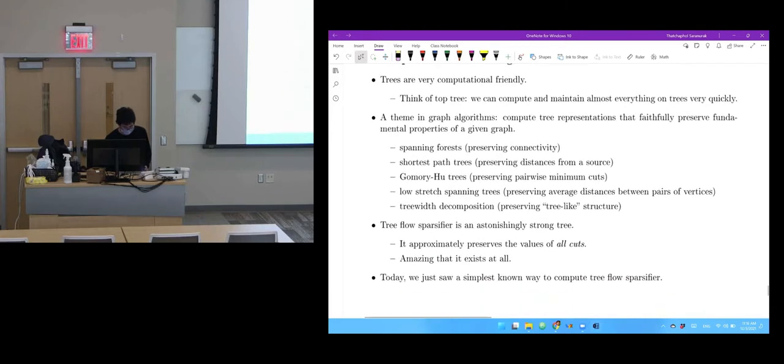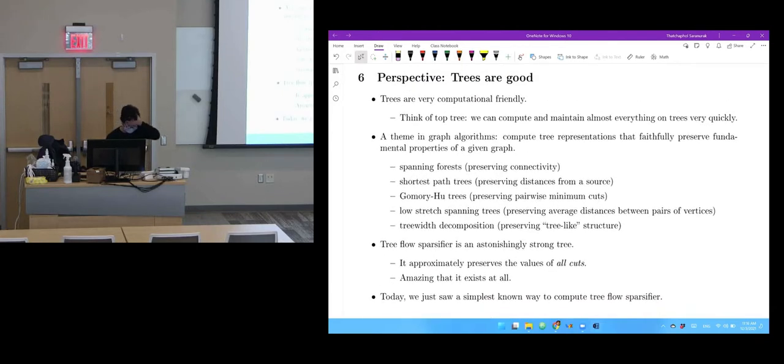I just want to make some point about this. Basically, a tree is something that we like, because it's just so simple structurally and computationally. Think of the top tree that we mentioned in class. Once you have a tree, whatever you want to compute, you can usually do it fast. And for top tree, whatever you want to compute, you can even maintain it in the dynamic setting. So a tree is just very nice.